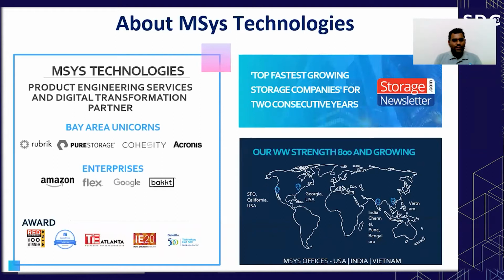Msys Technologies specializes in product engineering services and digital transformation. We work with a lot of top storage companies and top companies across the globe like Amazon, Google, and many others. Msys also received a lot of awards like Red Herring 100, IE20. Msys is one of the top fastest growing storage companies for 2 consecutive years, and we have offices at different locations spread across the world.